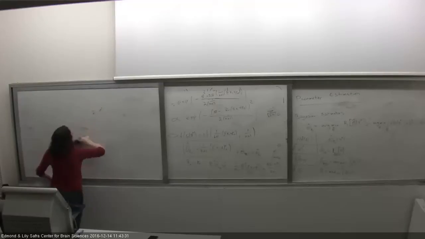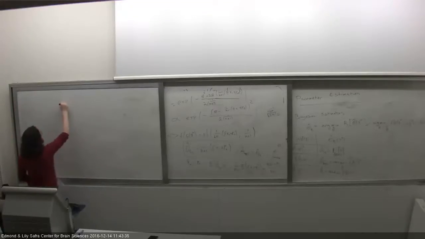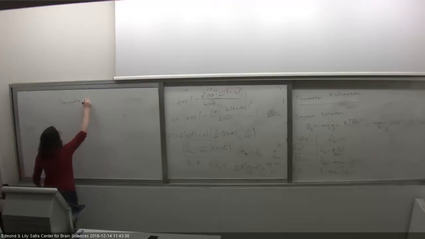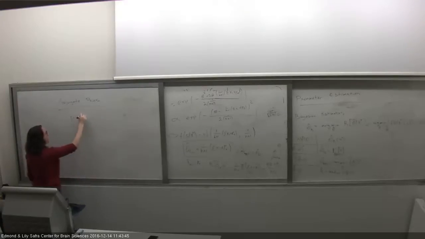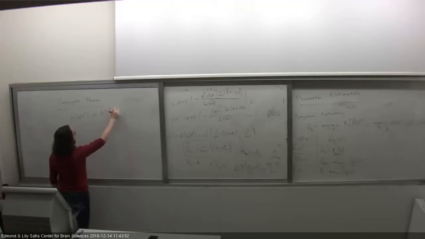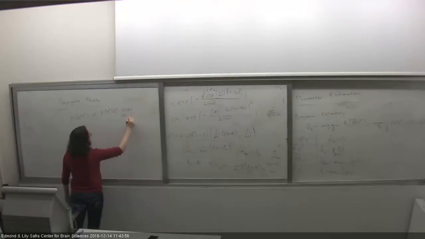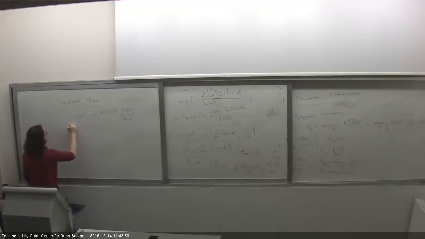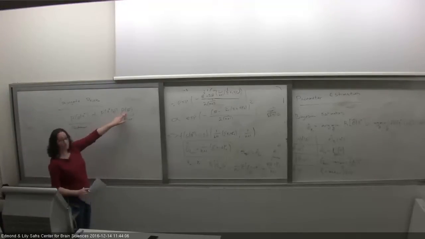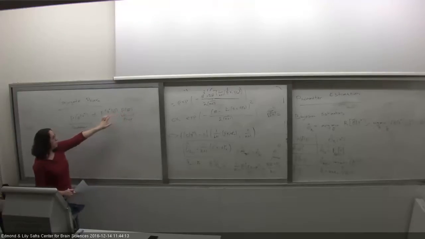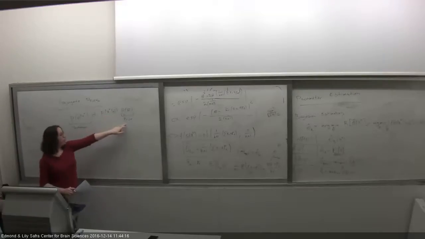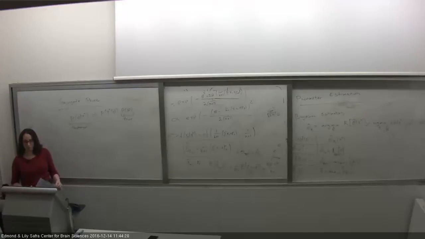Okay, so when we talk about conjugate priors, we have the posterior, p theta given xn, and we saw already that it's proportional to p xn given theta, the likelihood, times p theta. Okay, so this is the prior, and this is the posterior. So if this belongs to some parametric family, we say that this family is conjugate to this parametric family if the prior and the posterior belong to the same parametric family.